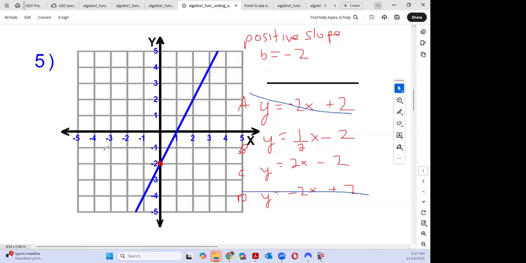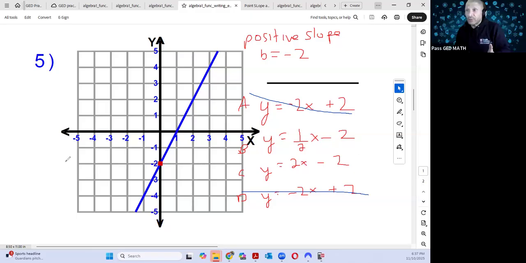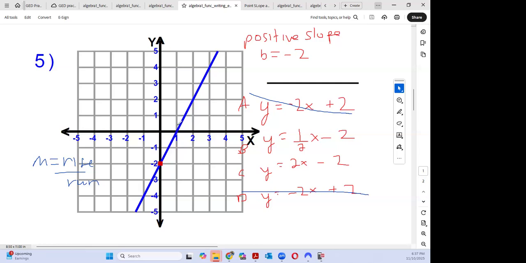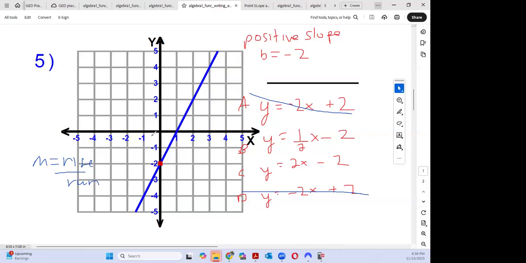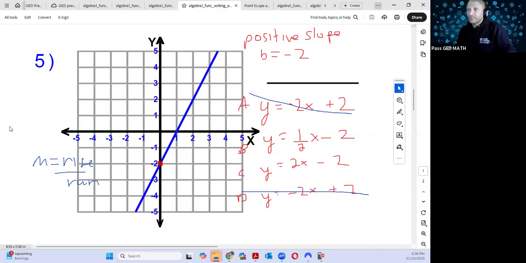So now we have to do some work. We know to find the slope from a graph, we're going to use rise over run. So if we start at the y-intercept, we go up this line. Tell me when to stop. Can you see my little pencil movement? You can actually stop right there.